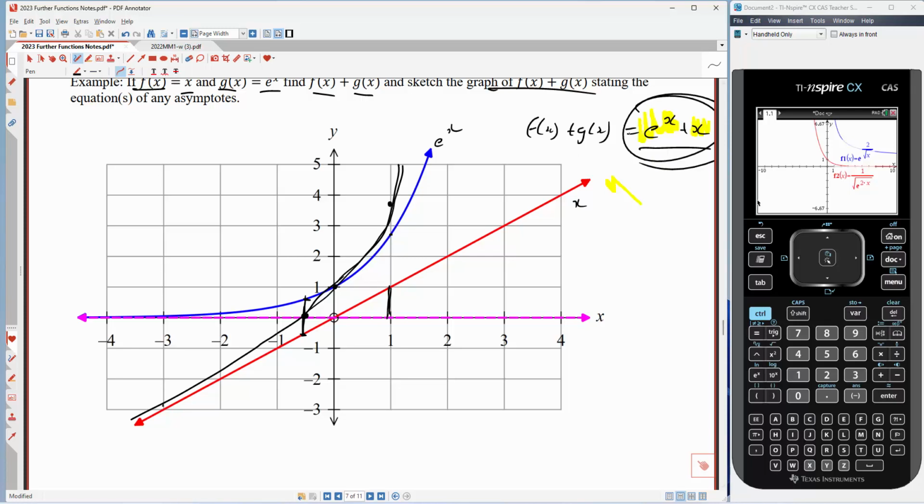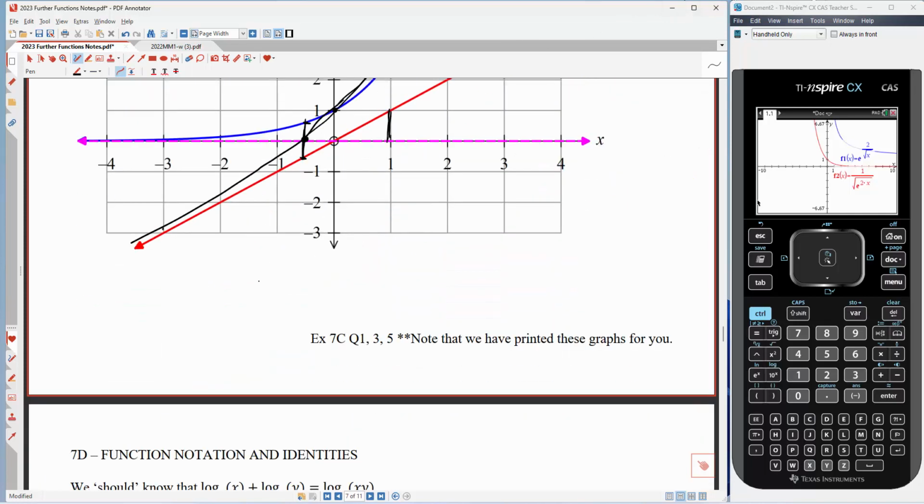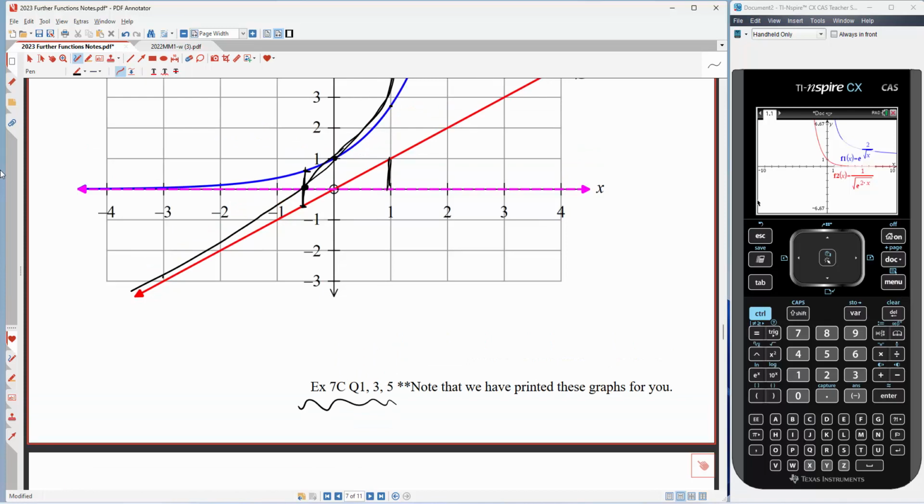So again, by itself, I'm not sure what e to the x plus x looks like, but I do know what e to the x looks like, and I do know what x looks like. So I sketch both of them and then just use the technique of addition of ordinates to, I suppose, stick them together. So try that a few times with just these 3 questions from exercise 7C.